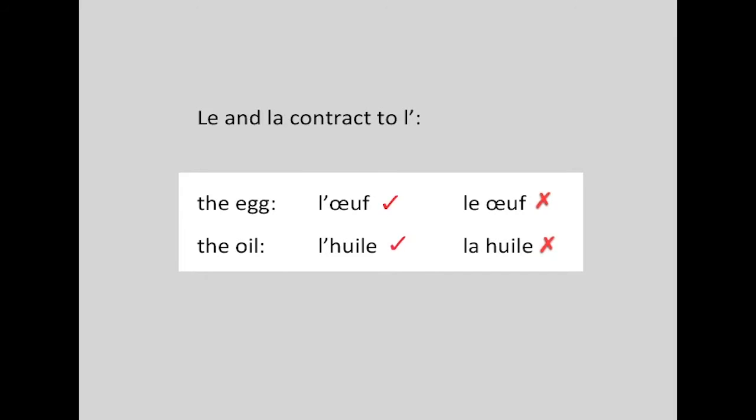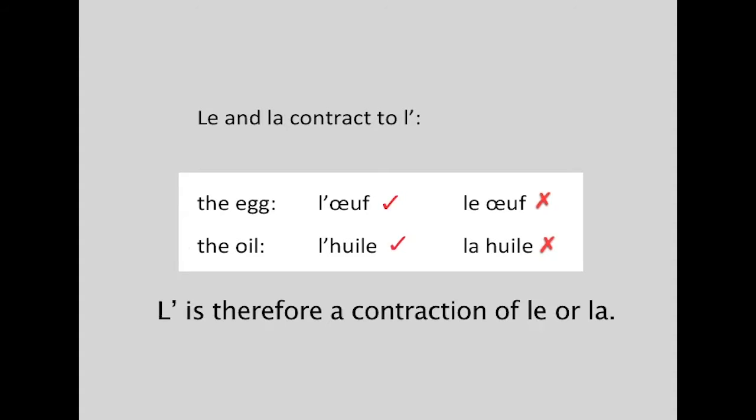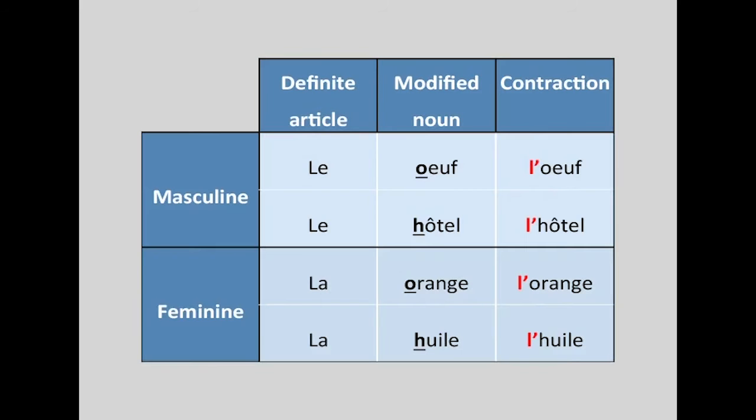The French equivalent of the egg is l'œuf and not le œuf. Similarly, we say l'huile and not la huile when referring to the oil. L apostrophe is therefore a contraction of le or la. Here's a table that displays the contraction applicable to the definite articles.